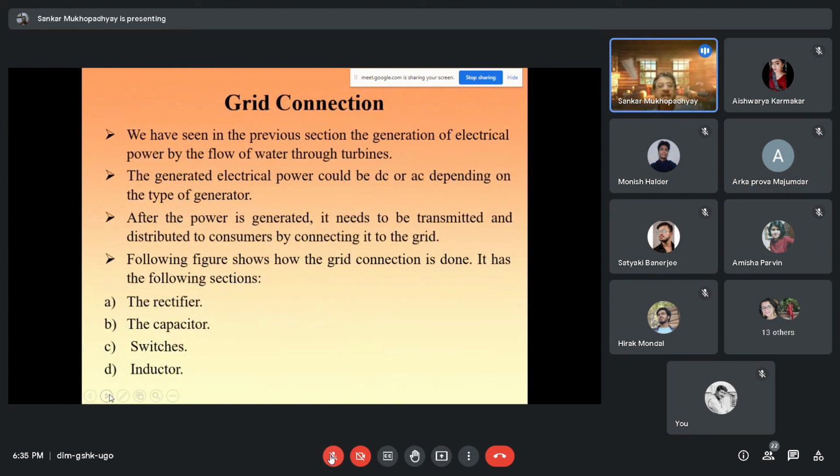শুধু এইটুকু বলে দিই, গ্রিড কানেকশন, we have seen in the previous section that the generation of electrical power is by the flow of water through turbine. The generated electrical power could be DC or AC depending on the type of generator. After the power is generated, it needs to be transmitted and distributed to the consumer by connecting it to the grid. Following figure shows how grid connection is done. It has the following sections: the rectifier, the capacitor, switches, inductor.